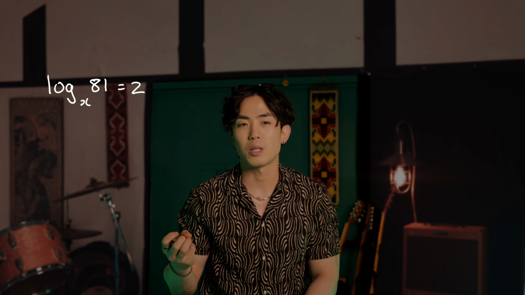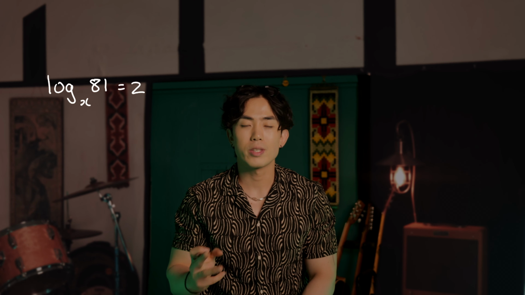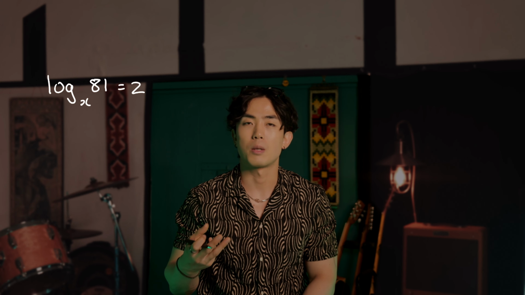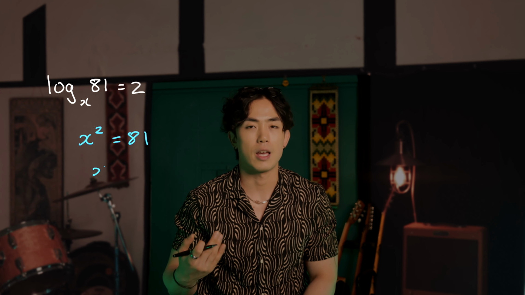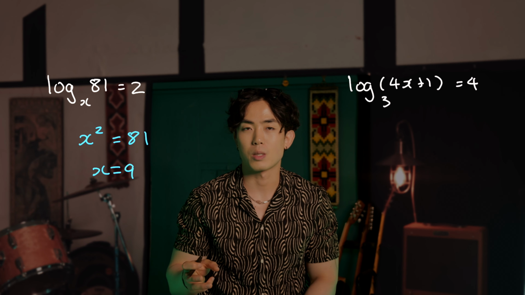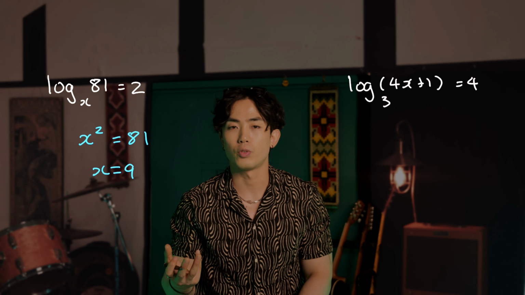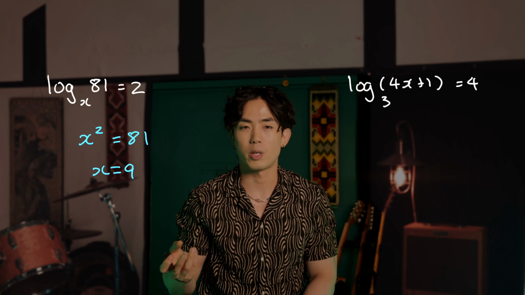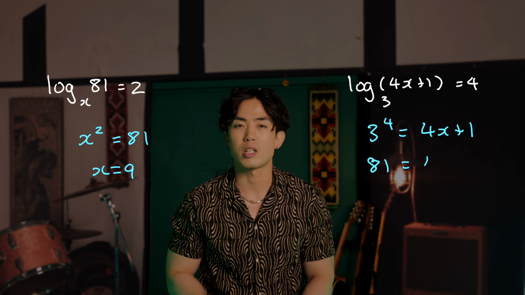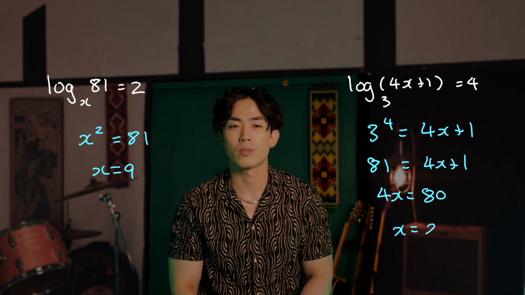Other types of questions could be, for example, log 81 to the base x is 2. Once again, if you want to find these values, all you need to do is change it into exponential form. So that's just going to be x squared is 81, x is 9. Simple as that. Another example would be log 4x plus 1 to the base 3 is equal to 4. Once again, let's change into exponential form. So that's going to be 3 to the power of 4 is equal to 4x plus 1. Rearranging for x will give me x is 20.